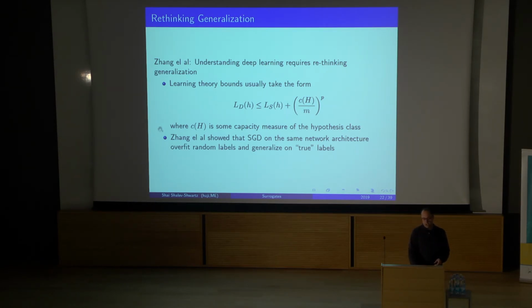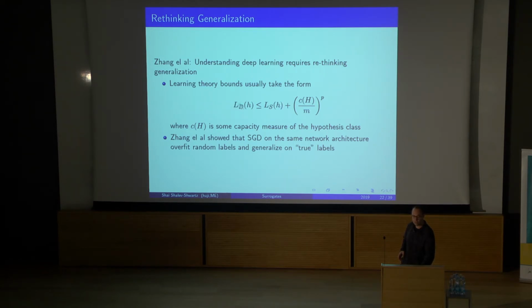So what Zhang et al. showed is that if you run SGD on exactly the same network architecture, meaning that the hypothesis class remains the same, okay? Exactly the same number of examples. So this term here looks exactly the same. But once you run it on the true labels and once you run it on completely random labels, then on the true labels it generalizes, and on random labels, of course, it does not generalize, but it fits the data very well. So the training error term is 0 in both cases, okay?